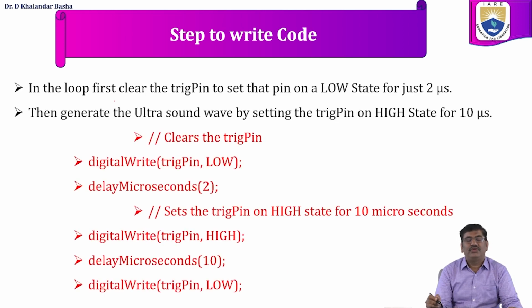In the loop, first clear the trigger pin by setting that pin to the low state for just a short amount of time, let us assume 2 microseconds or 10 microseconds. Then generate the ultrasonic sound by setting the trigger pin high.